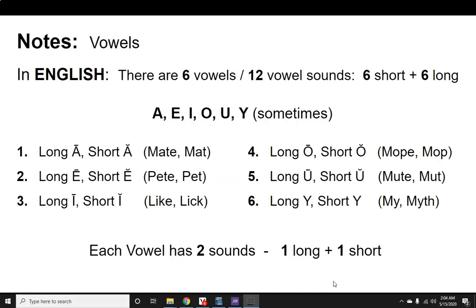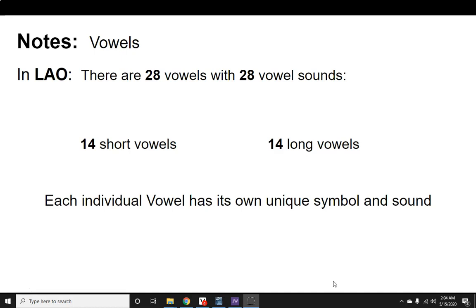In English, we know that there are 6 vowels with 12 vowel sounds, 6 short sounds and 6 long sounds. We know those vowels to be A, E, I, O, U, and sometimes Y. Each of these vowels has 2 sounds, one long and one short. In Lao, there are 28 vowels with 28 vowel sounds, 14 short vowels and 14 long vowels. Each individual vowel has its own unique symbol and its own sound.